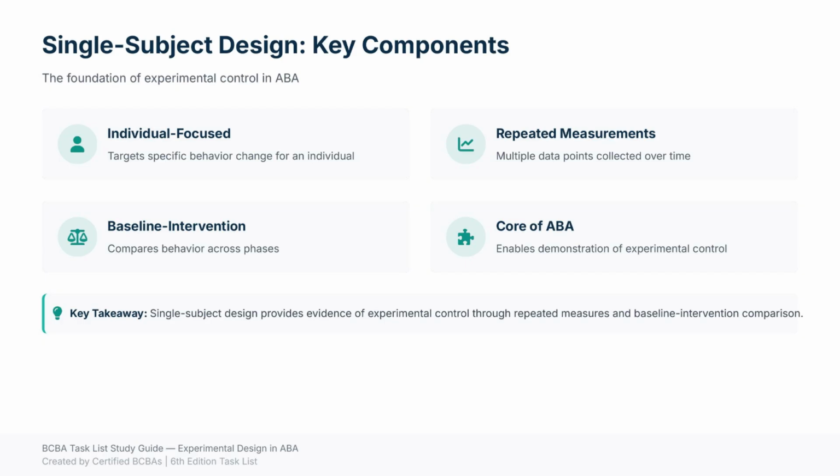To summarize, the core elements of single-subject experimental design include: first, individual focus; second, repeated measurement of behavior over time; third, baseline intervention comparisons. These components allow behavior analysts to demonstrate experimental control and functional relationships. Single-case methodology is considered the scientific foundation of applied behavior analysis.